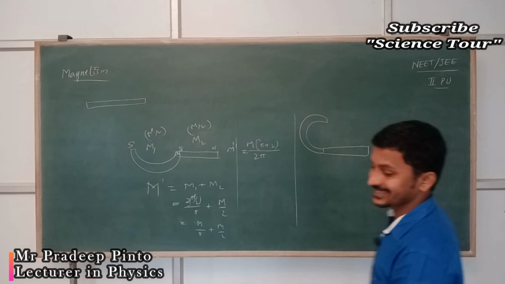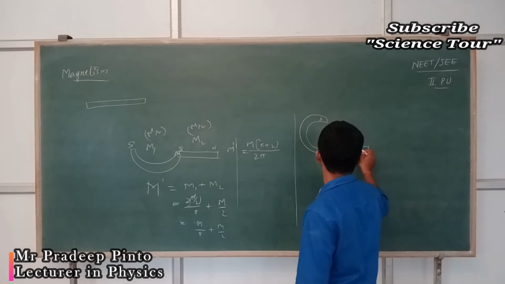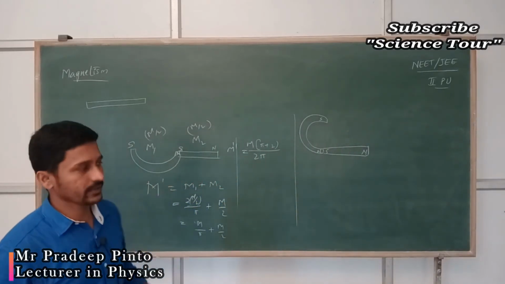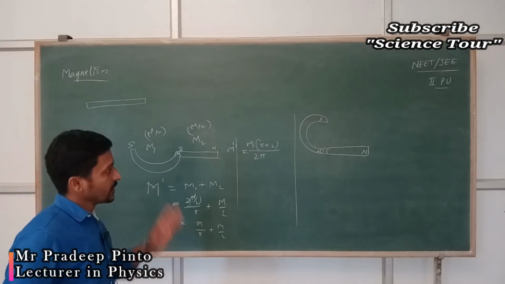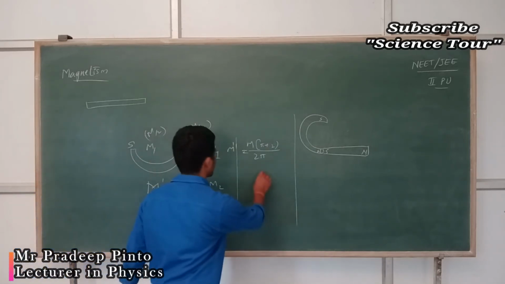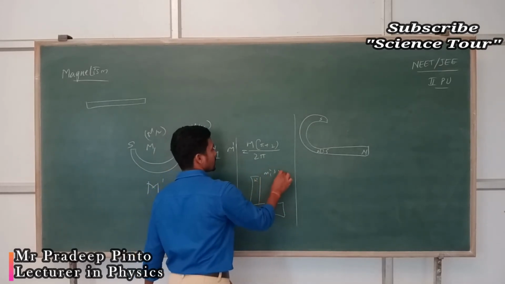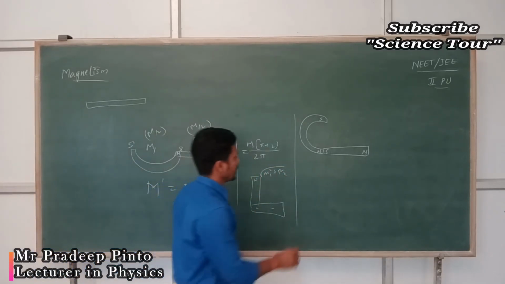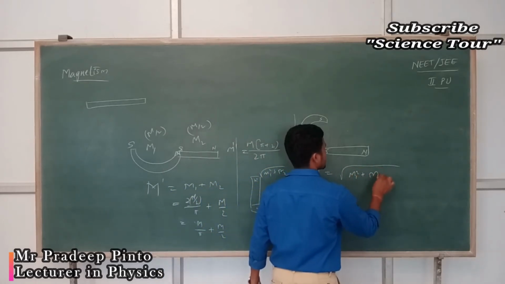Now suppose the next case is there, that I am going to give like this, here north south, south north in this way. Now what is the magnetic moment of this? What is the magnetic moment of this? Because they are perpendicular, right? So when two magnetic moments are perpendicular, what do we have to do? m1 square plus m2 square, square root of that, true? Earlier we have done that. Now again m dash I am going to write down as square root of m1 square plus m2 square.